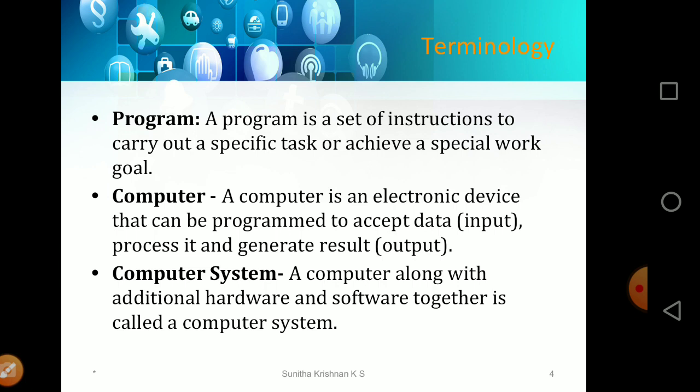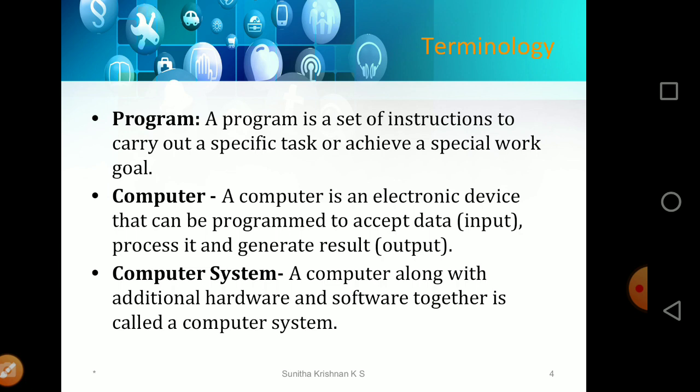Now, next is program. A program can be defined as a set of instructions to carry out a specific task or achieve a special work goal. Coming to the term computer, it's very familiar to you all. A computer can be defined as an electronic device. It can be programmed to accept data. Data, what do you mean by data? Whatever you are giving into the computer can be considered as data. And this data is being processed, and the processed data is shown to you through some output device.